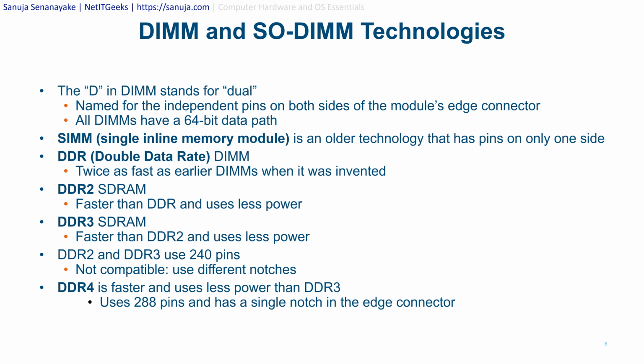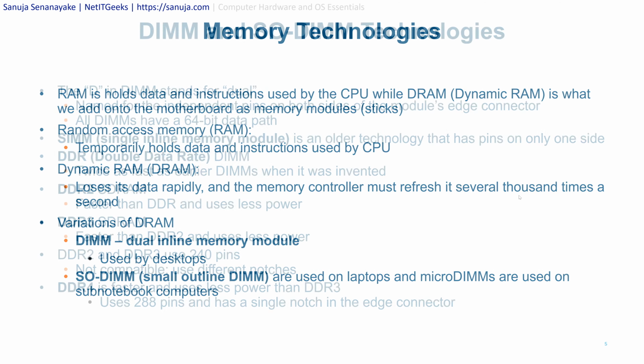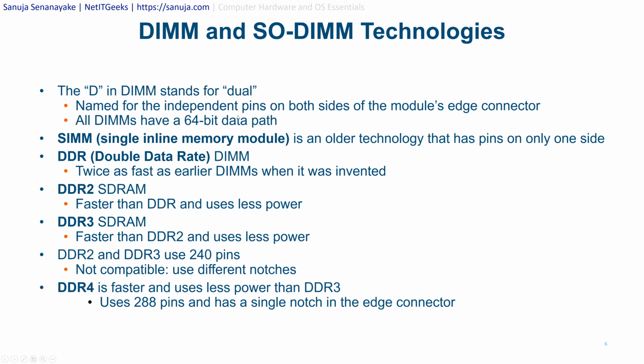So the D in DIMM, in the previous slide, stands for dual inline. What the dual inline is actually doing is it is named for the independent pins on both sides of the module's edge connector. So if you look at the DIMM type of RAM, you see connectors on both sides of that pin setup. So all DIMMs have a 64-bit data lane, or data path, as a result.